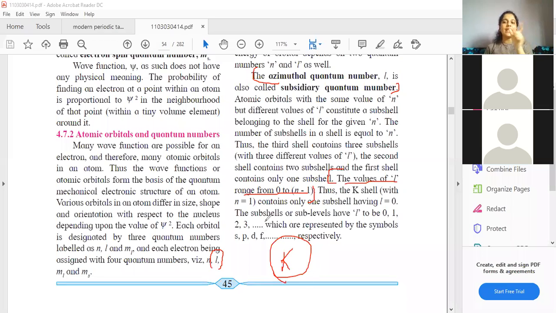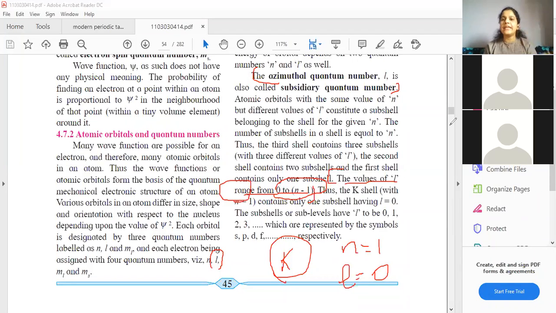Now students, see, l's value is a range. That is, it has some starting value and some end value. Now we know that for K shell, the value of n is 1, right? Substituting in this range, we are going from 0 to n minus 1, that is 1 minus 1, 0, so 0 to 0. So for the K shell, there is no range as such. For the K shell, value of l is 0 itself. Now students, what does this 0 indicate? 0 indicates that K shell only has one subshell in it, and that is the first one, S.